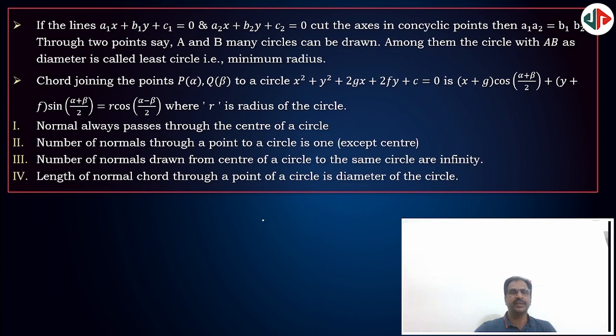Next. If the lines a1x plus b1y plus c1 = 0 and a2x plus b2y plus c2 = 0, these are the two lines. Let us say this is one line.